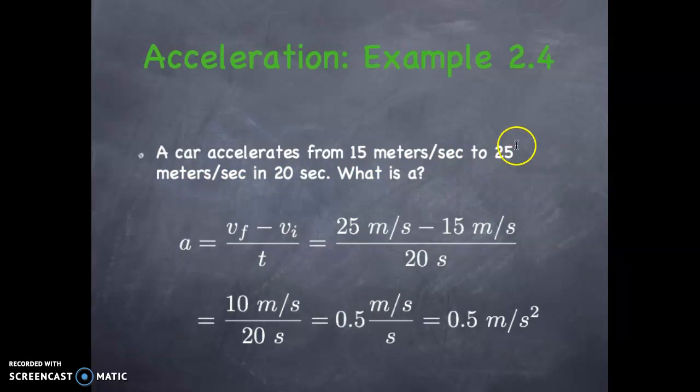Okay, here's an illustration. A car accelerates from 15 meters per second to 25 meters per second in 20 seconds. So without saying it in actual words, the initial speed is 15 meters per second. That's v sub i. The final speed during this time interval is 25 meters per second, and the total time is 20. So 25 meters per second minus 15 meters per second divided by 20 seconds, you go through this math, and you get an acceleration of 0.5 meters per second per second.